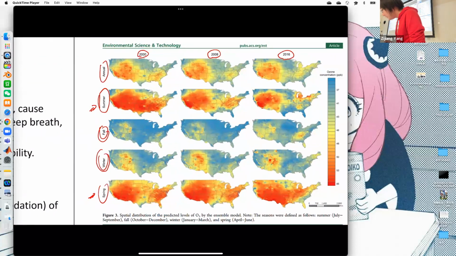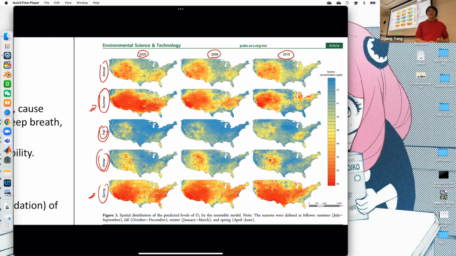And we can also see that the places that have the greatest ozone contamination are in the middle west of the United States. And in terms of Maryland, I think the ozone concentration is okay.